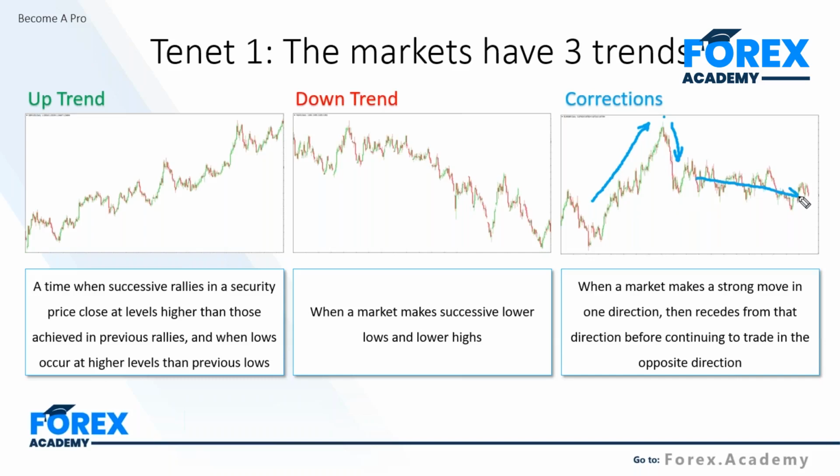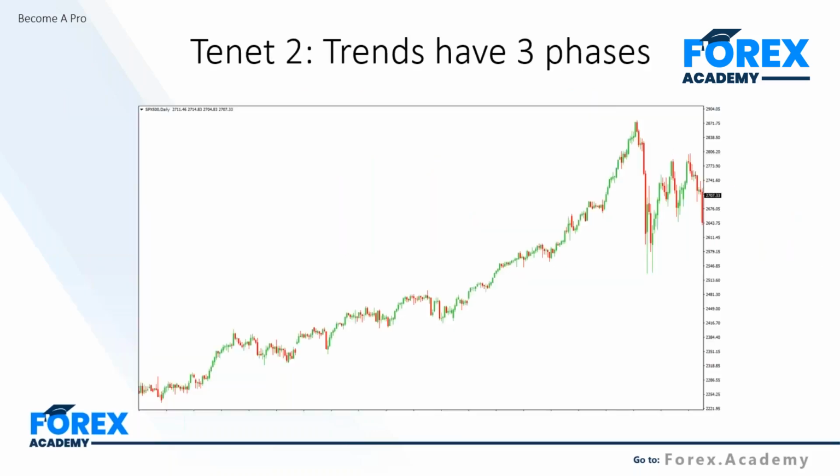So let's just take that analysis off, and we've all had a chance to see that. So an uptrend, a downtrend, and corrections. So markets have 3 trends. Trends have 3 phases. Let's go through them and then we'll discuss them in some detail. Why might markets have 3 phases?